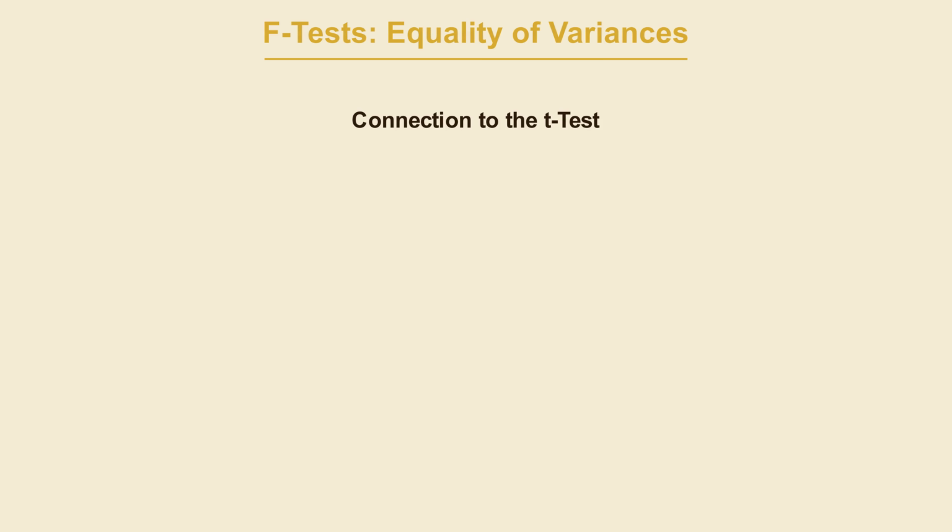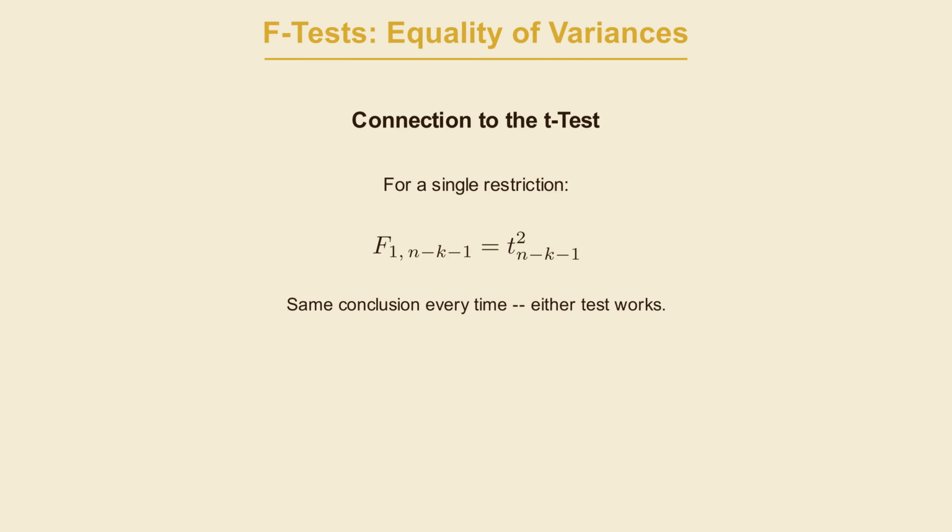So now let me cover one more connection that ties this all together. When you're testing a single restriction, the F-test and the two-tailed t-test actually end up giving you the same answer. Specifically, the F-statistic with 1 degree of freedom in the numerator equals the square of the t-statistic. So F equals t squared, and that means that for a single parameter, you can use either test and you'll reach the same conclusion every time.